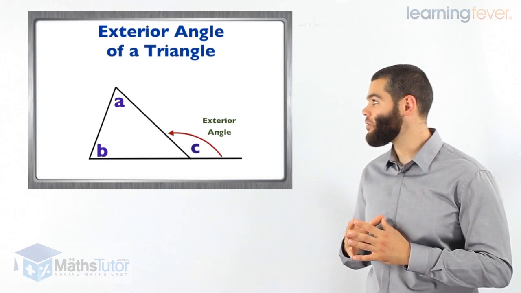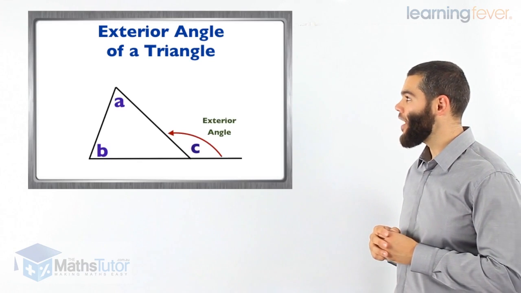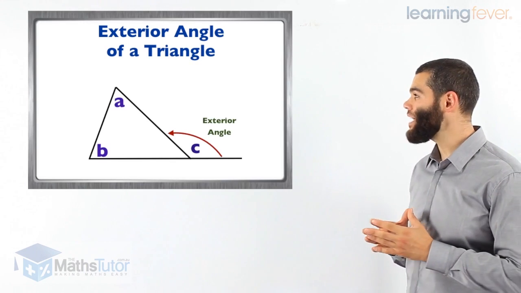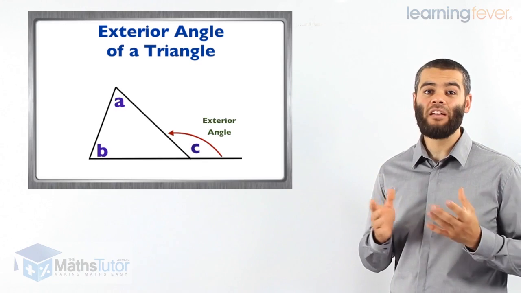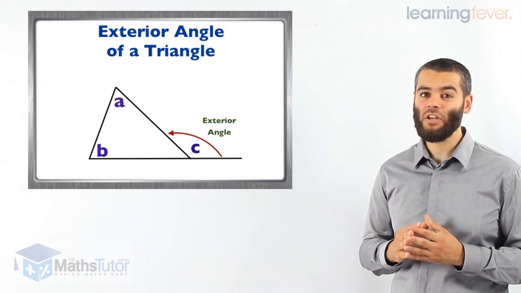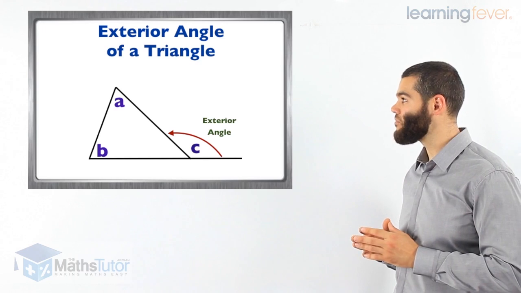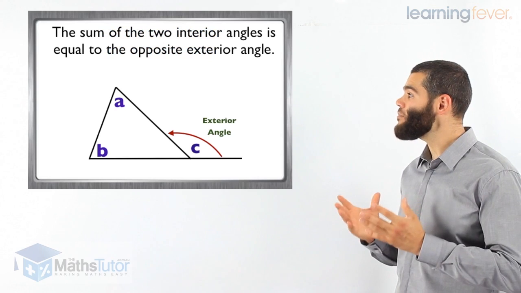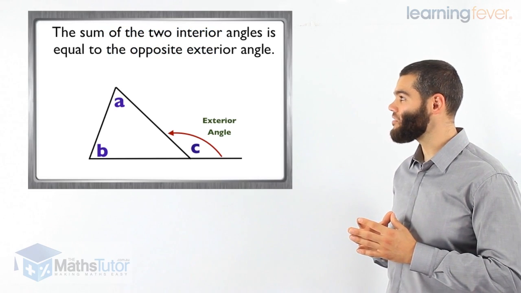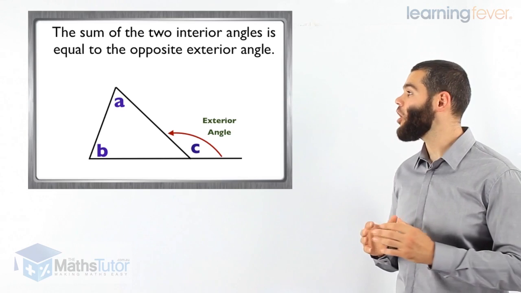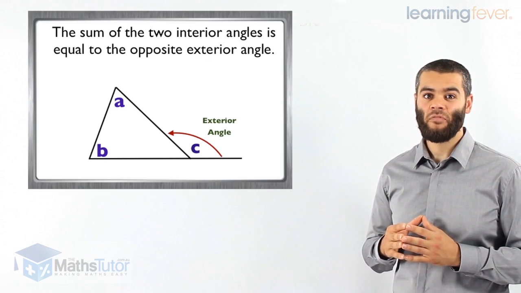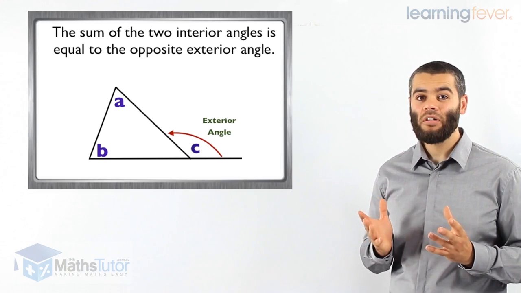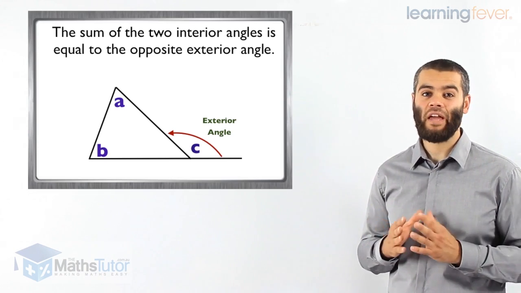The exterior angle of a triangle. We look at this diagram and we notice there's a triangle, and outside this triangle we have an angle marked with a C. This angle is outside. It is the exterior angle of this triangle. The concept says that the sum of the two interior angles is equal to the opposite exterior angle.